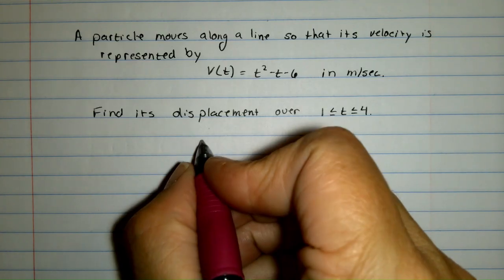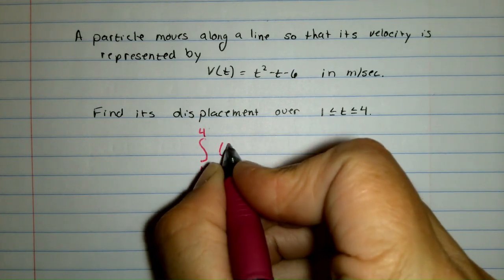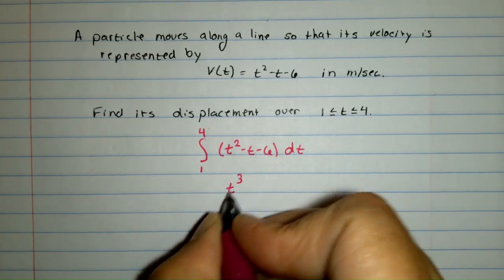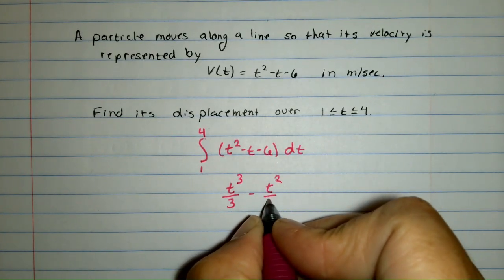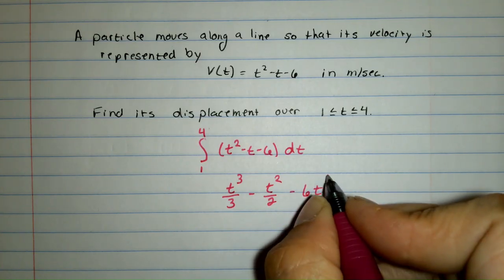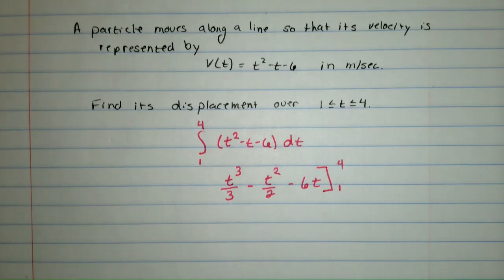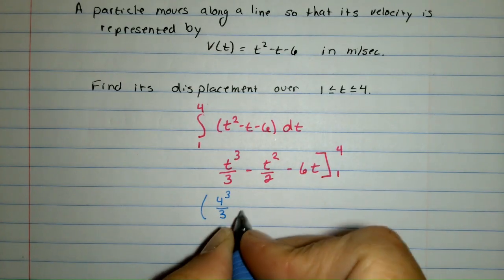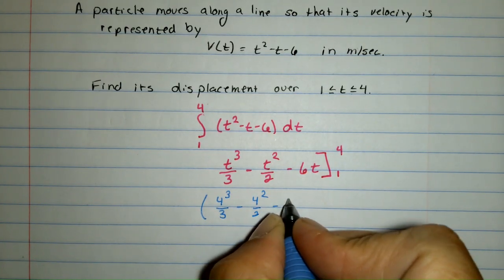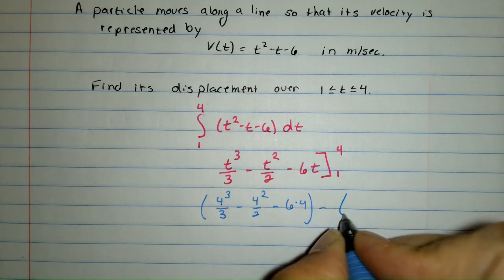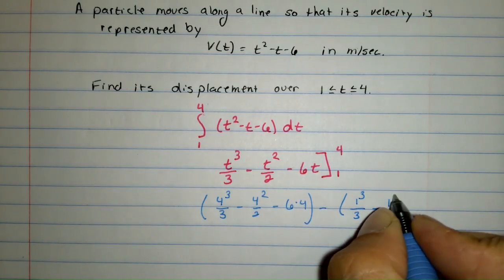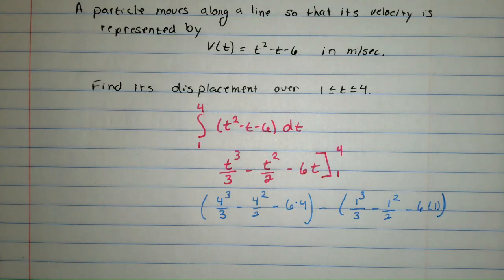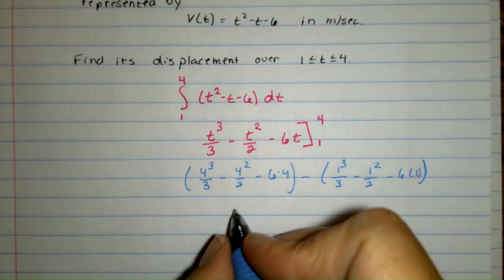So we're going to integrate from 1 to 4, t squared minus t minus 6 dt, t cubed over 3 minus t squared over 2 minus 6t, 1 to 4. And in our calculators, we're going to type 4 to the third divided by 3 minus 4 squared divided by 2 minus 6 times 4 minus 1 to the third divided by 3 minus 1 to the second divided by 2 minus 6 times 1. And you're going to find out negative 4.5.